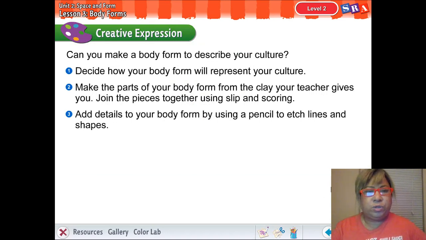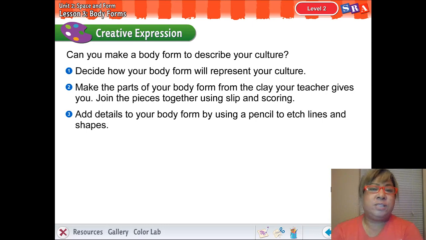Here's something that you could do. Can you make a body form to describe your culture? Okay, so a lot of us have different cultures. The United States is made up of many different people from many different countries, every country has their own culture, and your family might have a different culture, which means things that your family celebrates and things that they do over and over every year, like a tradition.